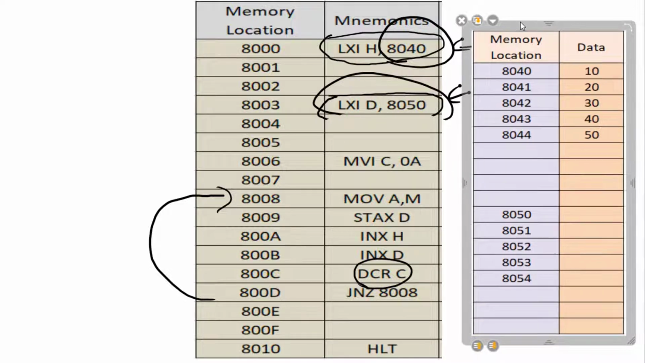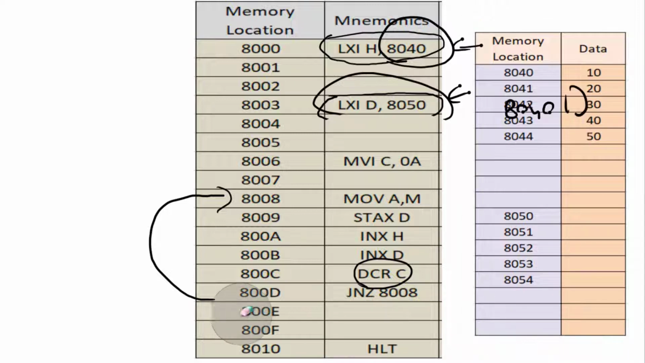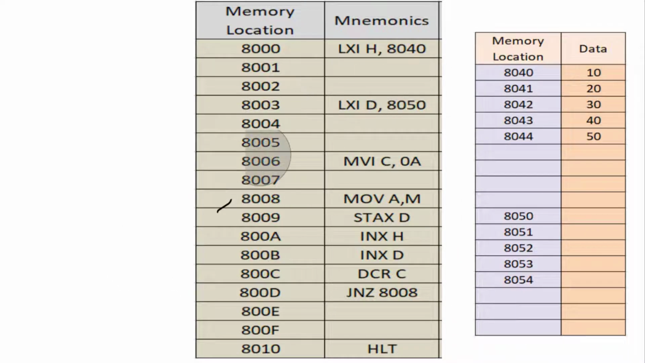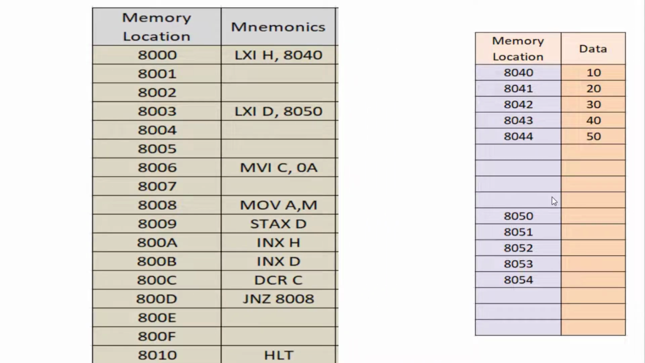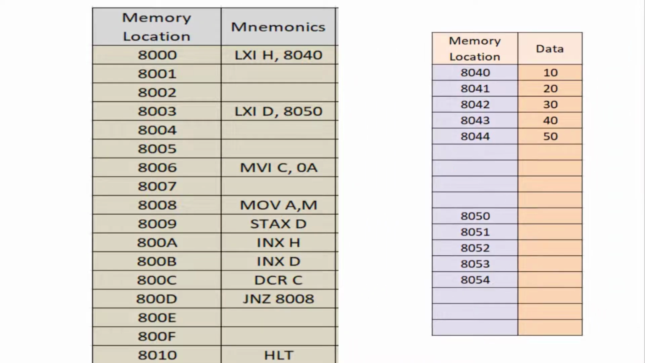So we have in the memory location... I'll just explain the flow. We need to store some data before writing the program, so I have stored this at 8040. Let us assume that there is 10 at 8040, 20 at 8041, 30 and so on. Only 5 memory locations are shown. So this 10 after execution must come here, and this 20 must come here.